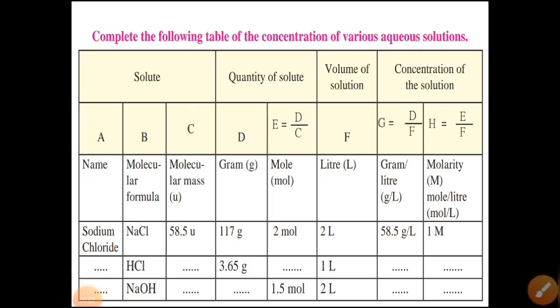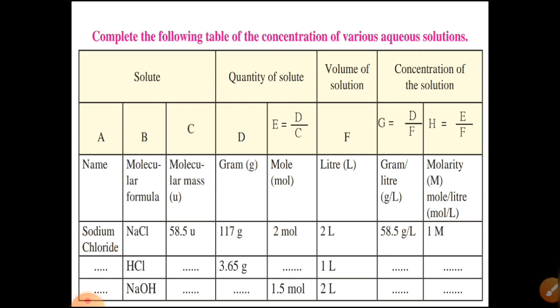So students, let us see this table. This table is given in your textbook page number 63. You have to complete this table. Now I will explain to you how to complete this table. Then you have to solve this in your notebook also. So in this A to H, there are total 8 columns given. So let us see.